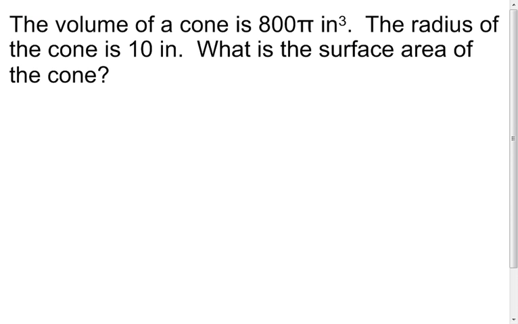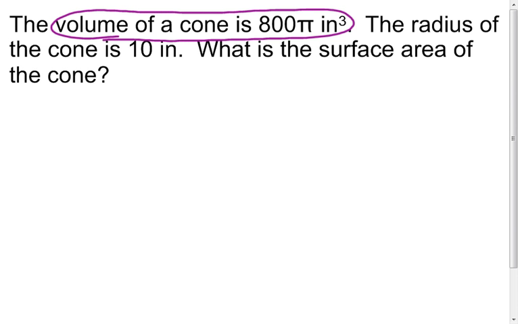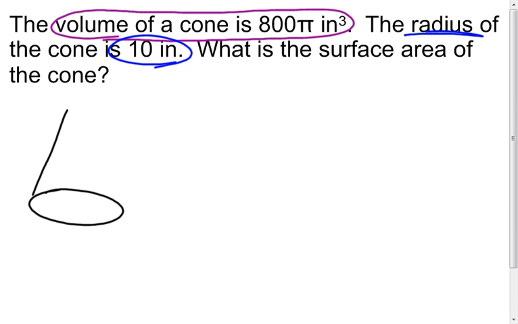Now in this next one, this time I know the volume of my cone. It tells me that right here. So the volume is 800 pi cubic inches. I know the length of the radius. That's 10 inches. And we want to calculate, notice, the surface area. So what I'm going to do is draw a picture of this. So here's my cone. I know the radius is 10 inches.